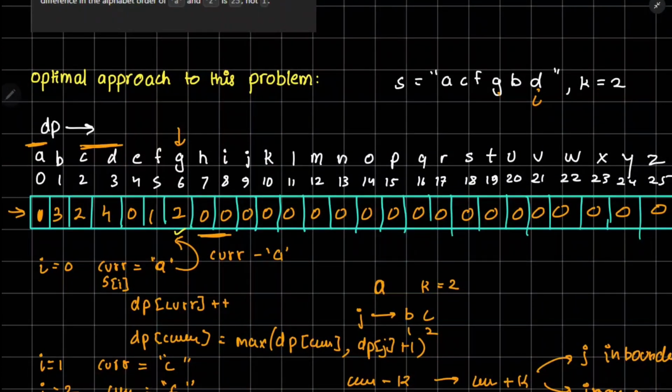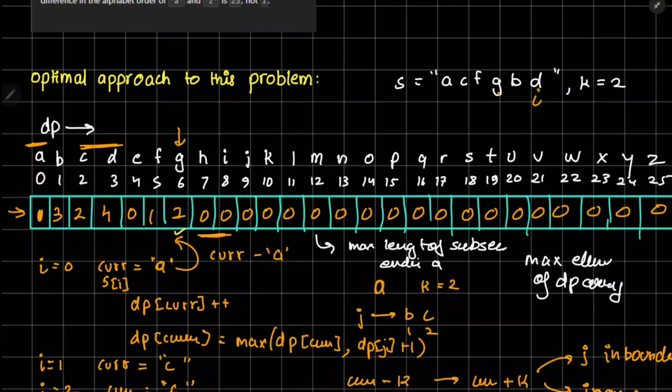So now what we have to do is to return the maximum element from this DP array. So our answer will be maximum element of DP array, because as discussed, our DP array stores the maximum length of subsequence ending at I. So our DP of I represents this, and when we traverse array, we have that for D we have the maximum length of 4.